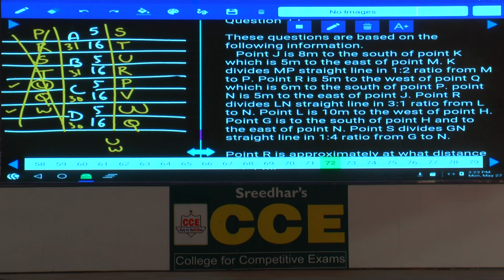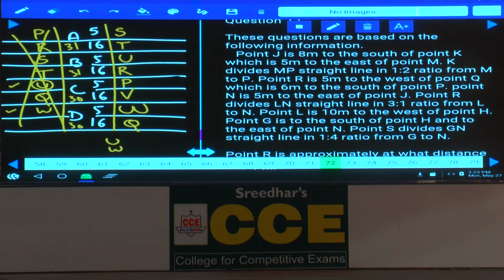Now we have dealt with these type of questions in our target mains exam, isn't it? Target mains classes. Did you not hear it then? In target mains, one complete day we have discussed only these ratios. Then now 72 to 74.